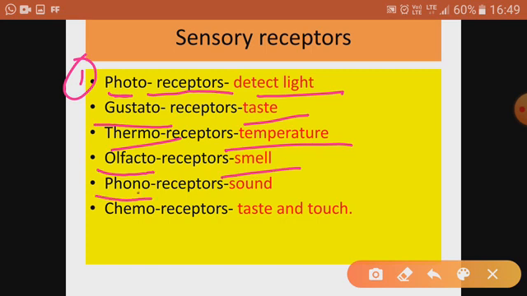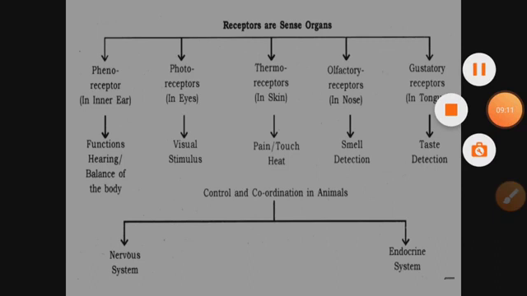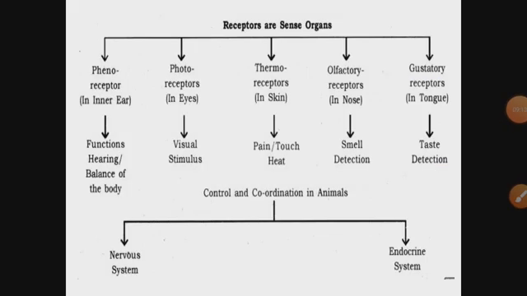Then phonoreceptors, which are present in the ears, because we have 5 sense organs, and in these 5 sense organs we have different receptors. Then chemoreceptors for detecting taste and touch. So these are the different receptors present in our body. You can learn their names, and in this flow chart you can get a very nice idea about the receptors and the sense organs.